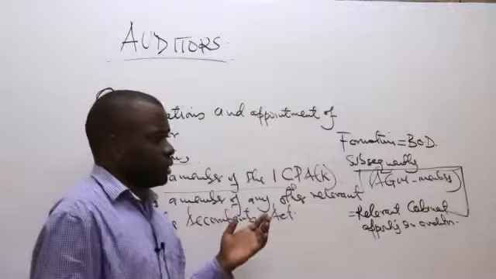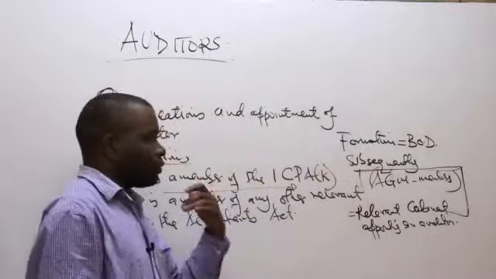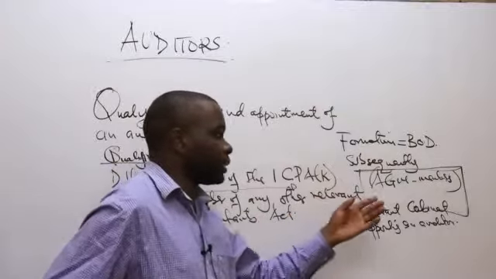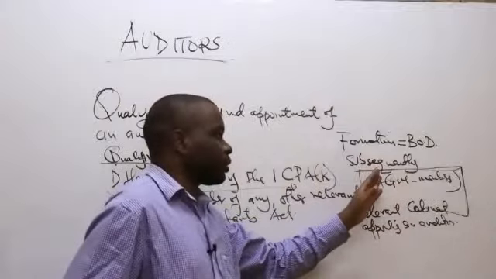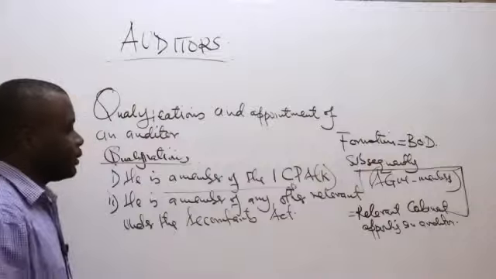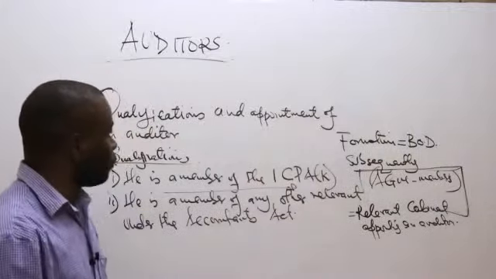But sometimes there could be a casual vacancy in the office of the auditor. So of course, the directors can still appoint an auditor in the case of that casual vacancy, but that auditor will serve until the next AGM, when the members could decide who will be the auditor of the company.